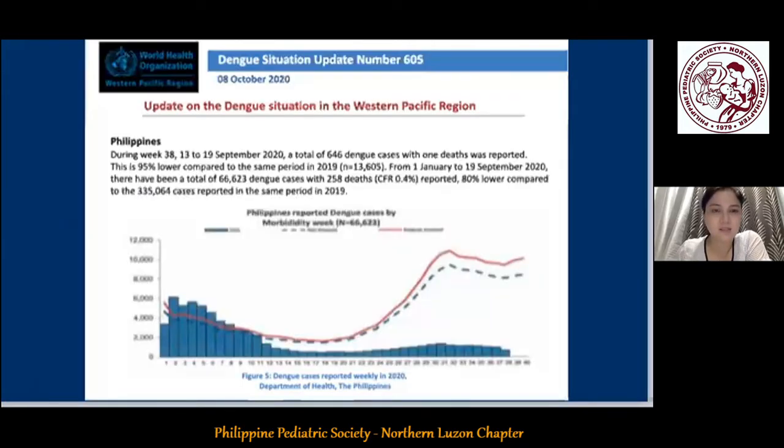So this is the WHO dengue update, which was released on October 8, 2020. It says here that from January 1st to September 19 of 2020, we have a total of 66,623 dengue cases with 258 deaths reported. This is actually 80% lower compared to the 335,064 cases reported in the same period of 2019.